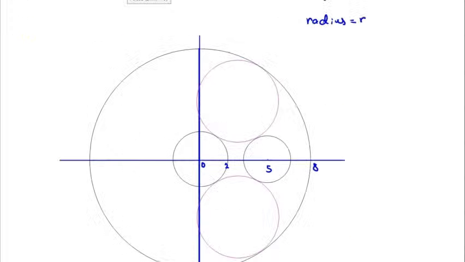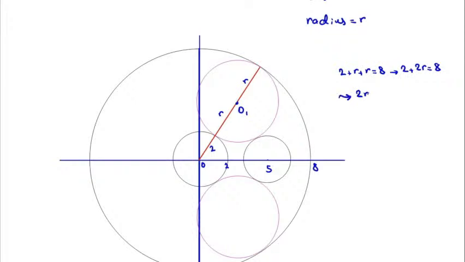So, okay, type 1 are these circles. If you want to find the radius of these circles, it has to be proved that these points are collinear. So suppose, for example, it is O1. We know the radius is 2. Here it is R. And we know the radius here is 8. So 2 plus 2R equal to 8. So 2R equal to 6. So R equal to 3.